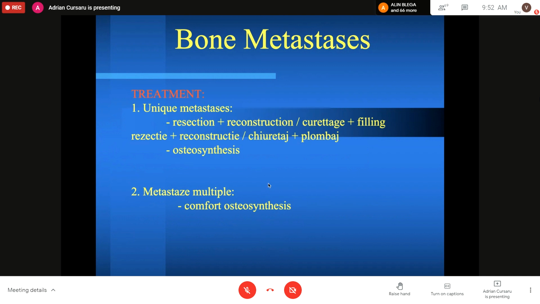The treatment depends on the type of the primary tumor and the number of metastases. Why? Because if you have a unique metastasis, you can think about resection and reconstruction. Why? Because you can treat that metastasis and then make a correct treatment for the primary tumor. But if you have multiple metastases, you can make just comfort osteosynthesis for preventing or for treating the fracture on pathologic bone. And it is very important to determine if you have a unique bone metastasis, or if you have multiple metastases.